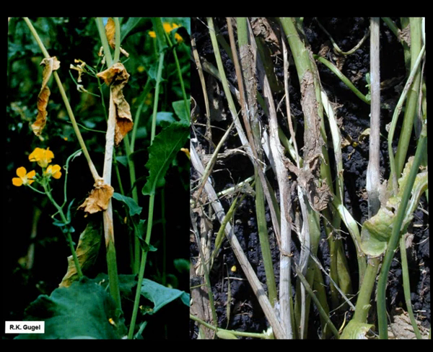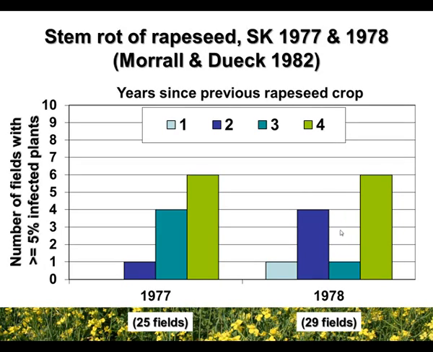So very quickly, if we look at Sclerotinia, it's a very interesting disease in that if you look at this data, it's old data, but it's still relevant. It's from Morel and Duchek, and it looks at years since previous rapeseed crop and the number of fields with greater than 5% infected plants. So as you increase your number of fields with greater than 5% infected plants, you would expect that under the tighter rotations you'd see more Sclerotinia. And there really is no relationship here between crop rotation and the level of Sclerotinia.